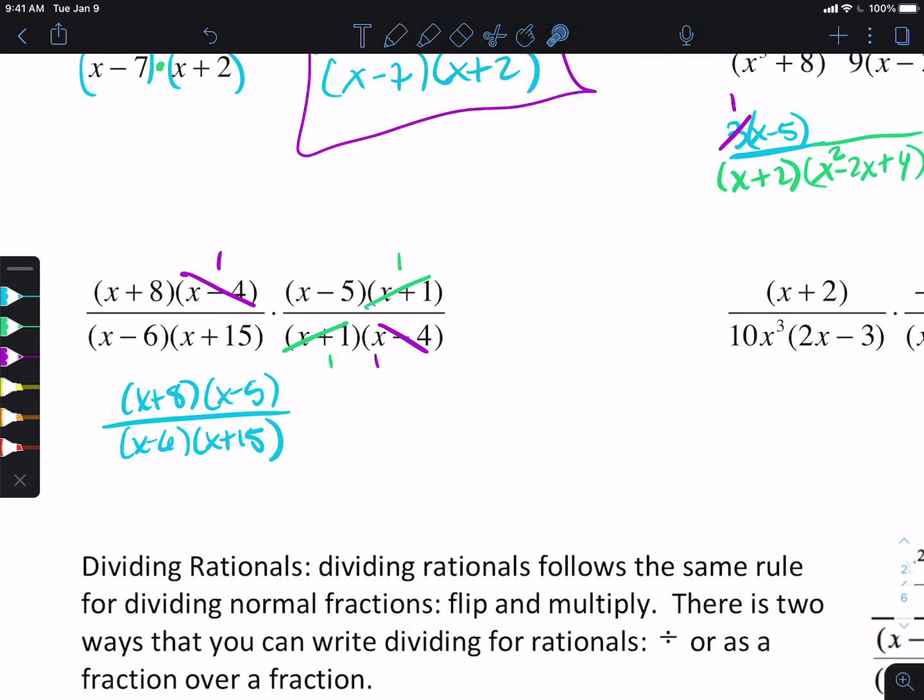Now, please be very careful. 5 and 15 have common factors, but this is being subtracted from the x, and this is being added to the x, so they're not being multiplied, so I cannot reduce the 5 and 15. I also cannot reduce the 8 and the 6 for the same reason. The 8 is being added, the 6 is being subtracted. It has to be multiplying in order to reduce.